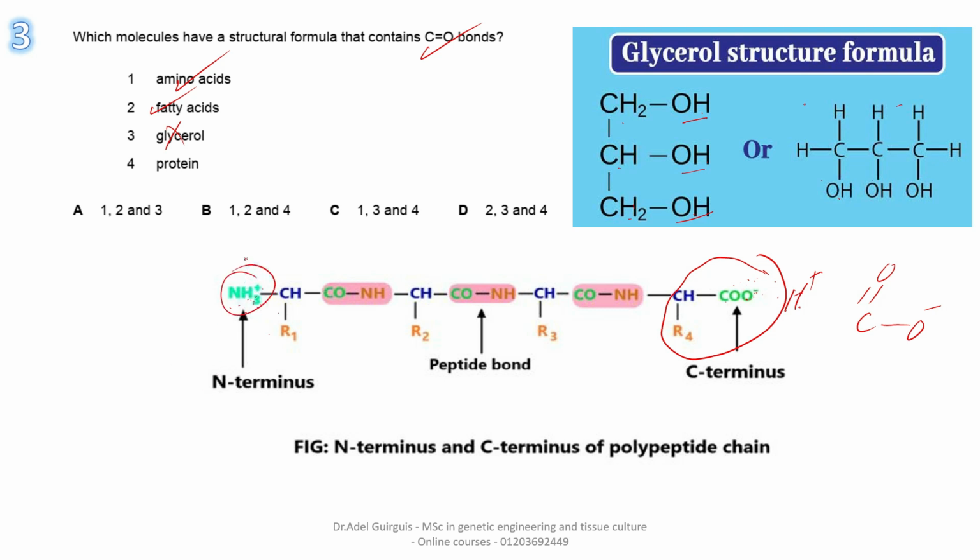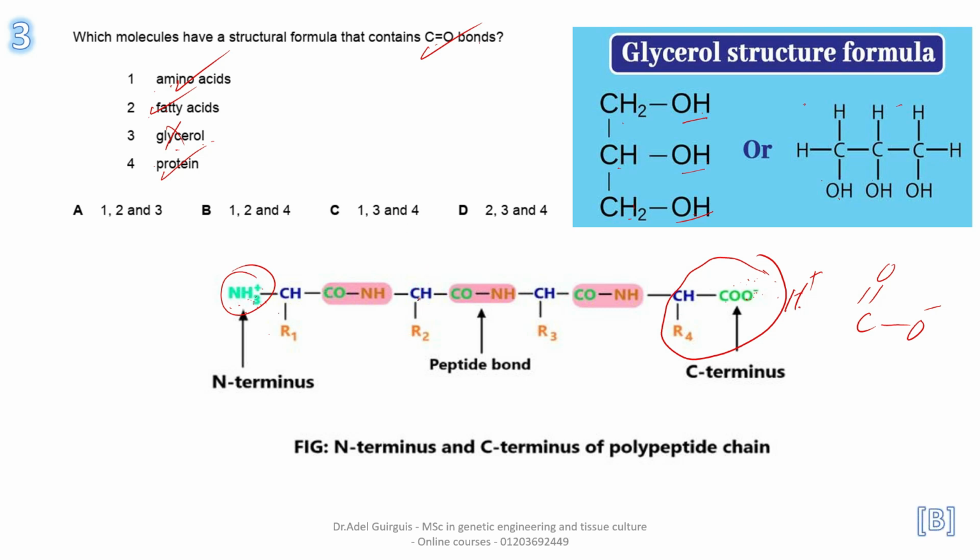Now all the structures 1, 2, and 4 have what? They have C double bond O, while glycerol has no C double bond O. So the answer is 1, 2, and 4, so the answer is B.